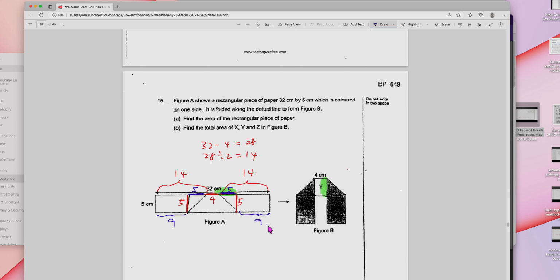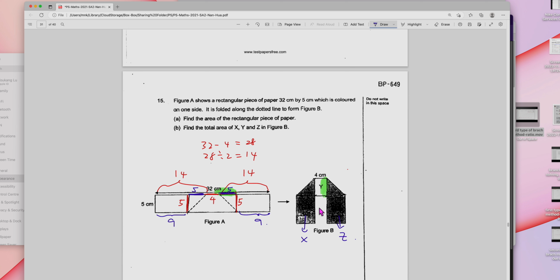Right? So now they ask you to find the area of XYZ, right? Very simple. So I assume this is the X, this is the Y, and then this is the Z, right? So let's figure out this one first, the X first.